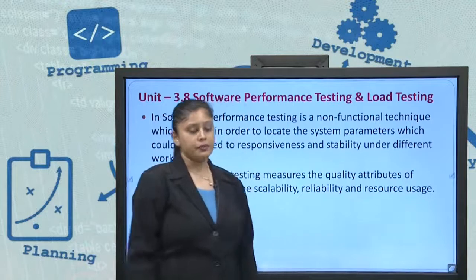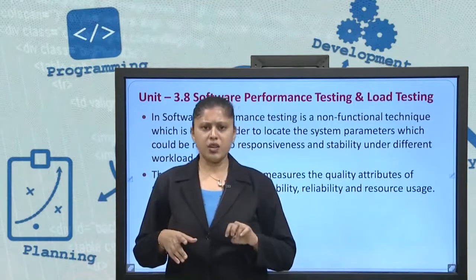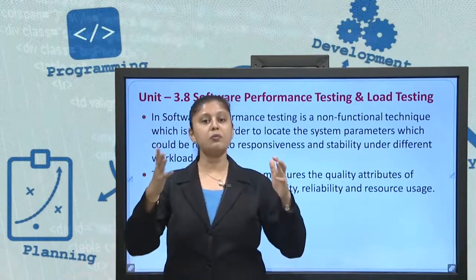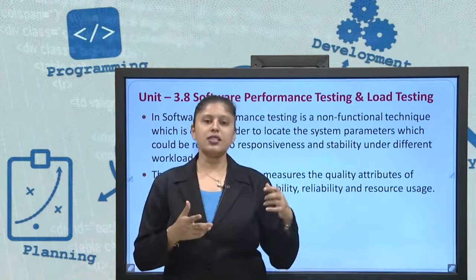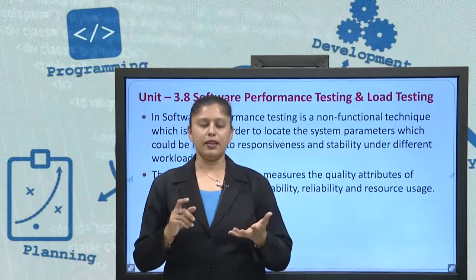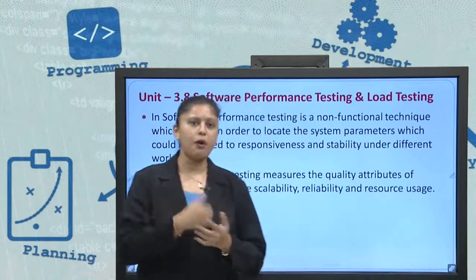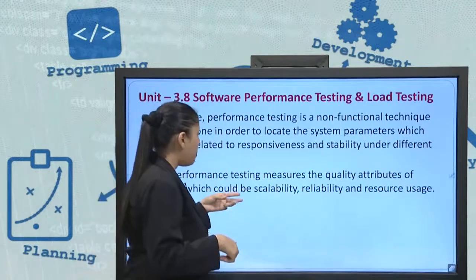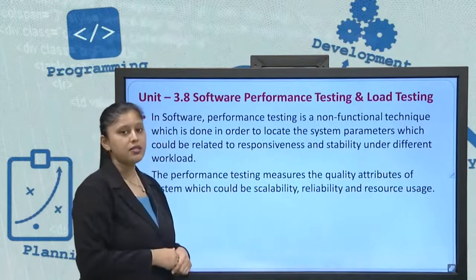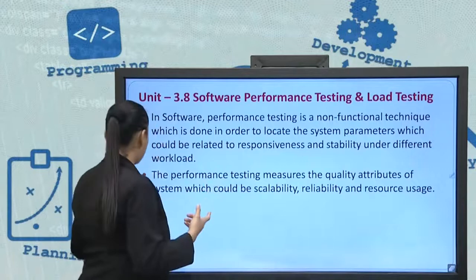And resource usage. If one or two people are using it, my resources will be utilized less. But if I have lakhs and lakhs of people, my resources will be utilized more and more. Resources means the hardware resources and the network resources; all that usage will increase a lot. Then what about the performance? So on the basis of these three attributes, we measure the quality of my software product.